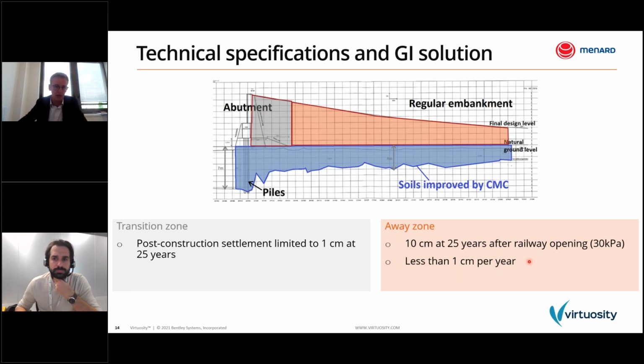So for this area on the right, we designed rigid inclusions with a diameter of 320 millimeters. It was combined with a preloading fill in order to make some settlement occur during the construction. And the load transfer platform was reinforced by geogrids.